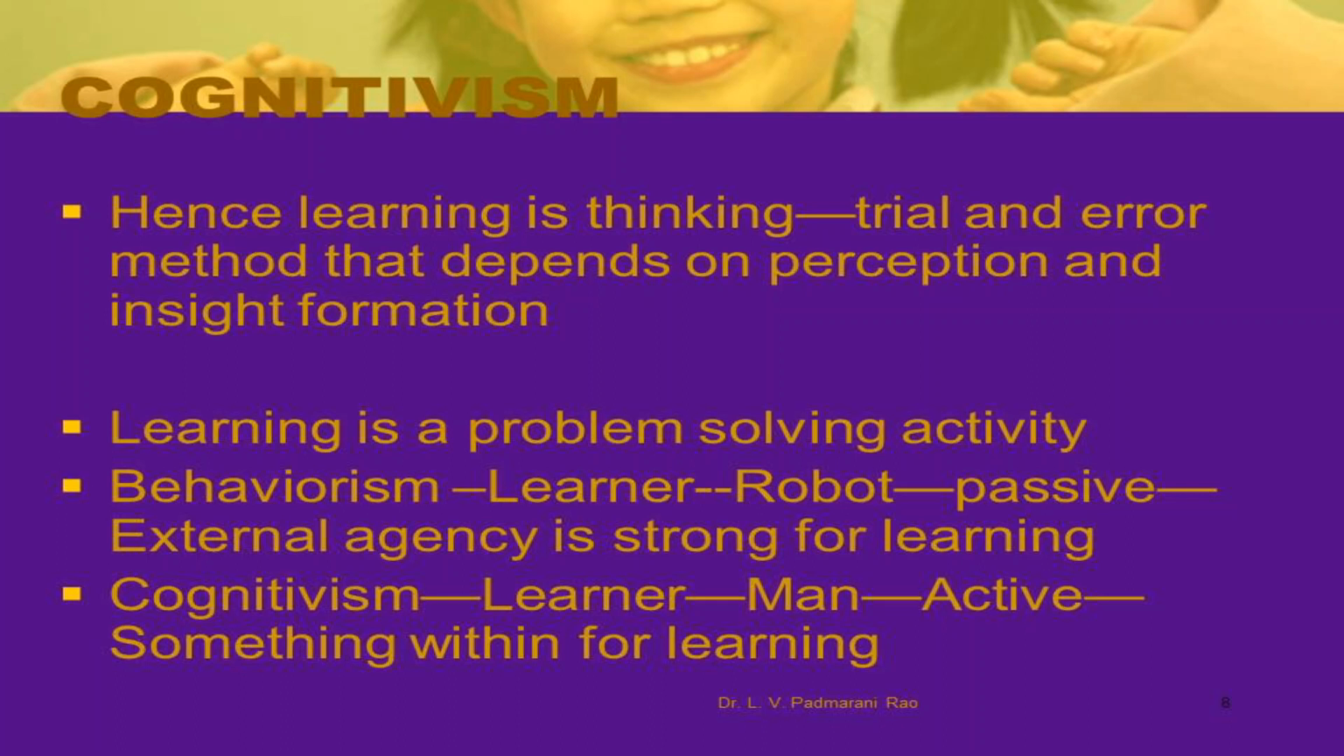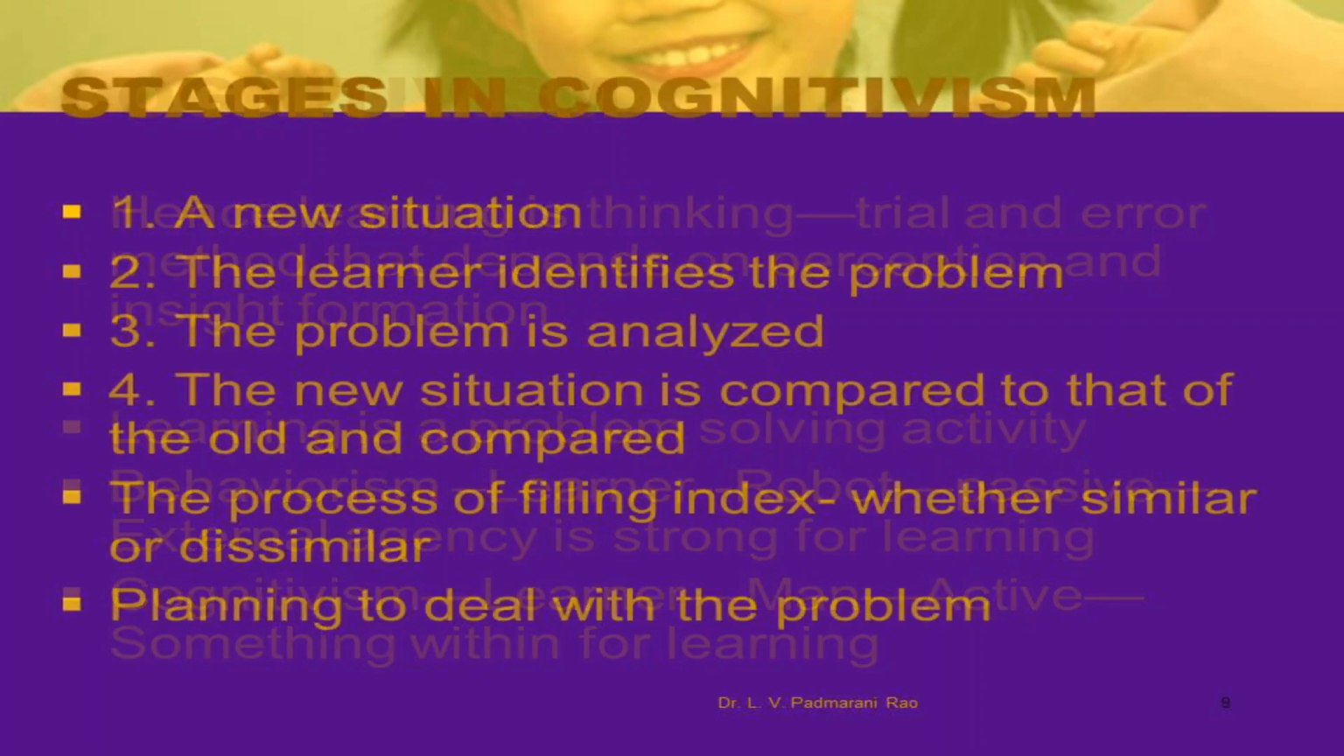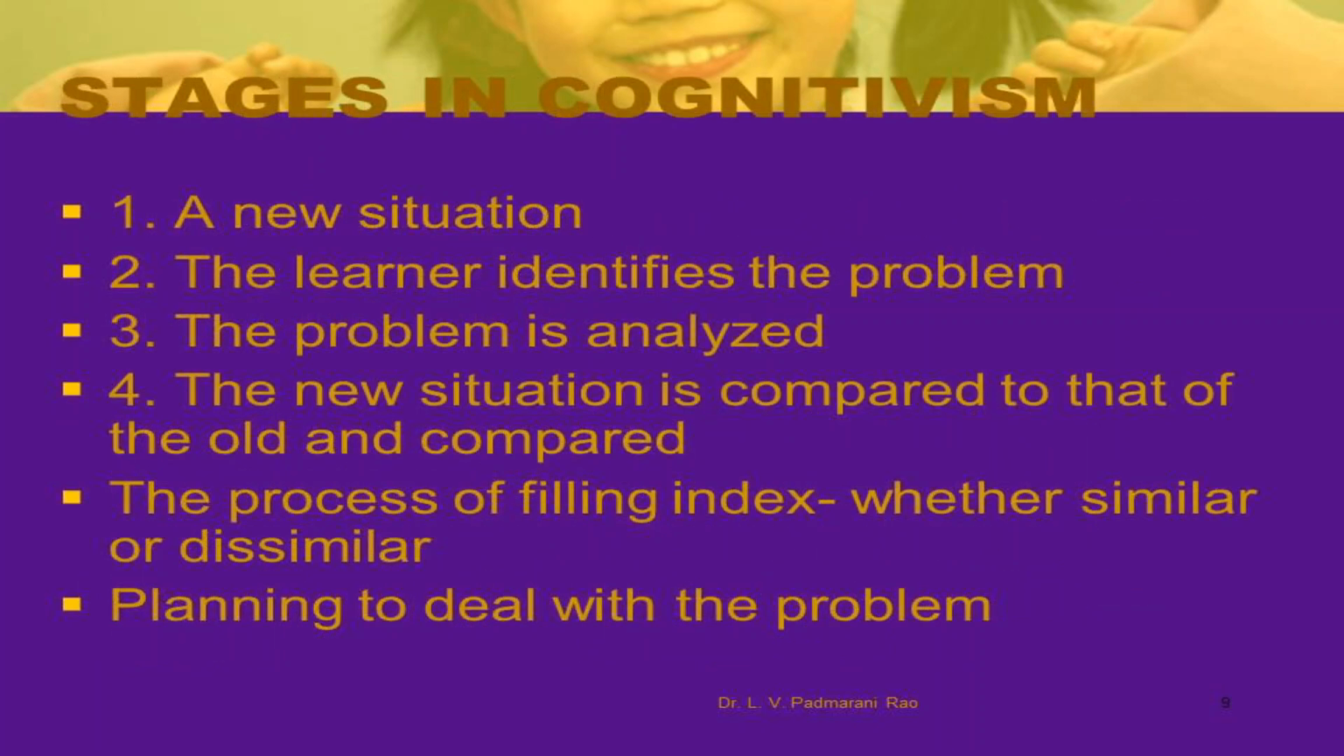For the behaviorists, the learner is like a robot, passive, and the external agency is stronger and is important for making the individual learn. Whereas for cognitivists, the learner is a person who is very active, and something within him is responsible for learning. So, when a learner is confronted by a new situation, according to cognitivism, he or she compares it mentally with the experiences encountered in the past.